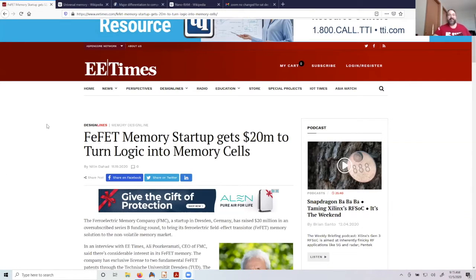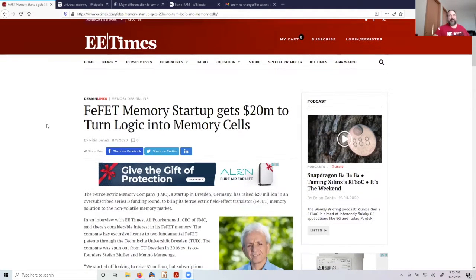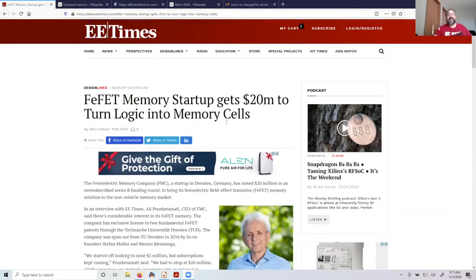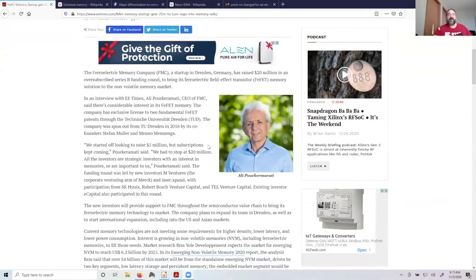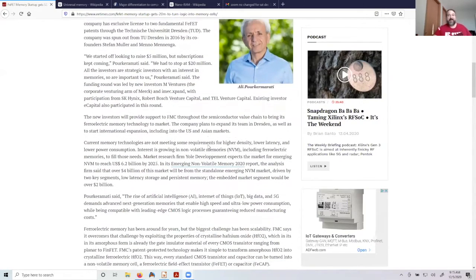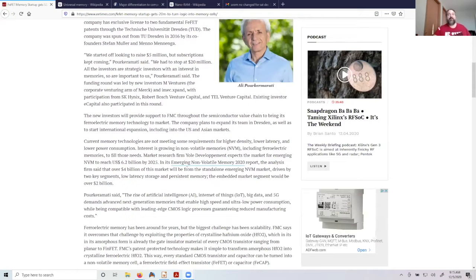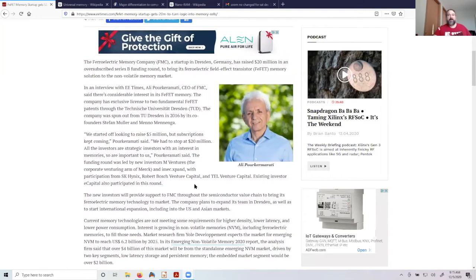It says, FET memory startup gets $20 million to turn logic into memory cell. Yes. As an electrical engineer, I've been studying computer engineering since high school, so I knew about this universal memory. This article in EE Times caught my attention. This is my news feed, and I'm like, oh, they got $20 million. But the interesting thing is they were only trying to raise $5 million, so they got 4 times what they were asking for. I was like, what is going on?